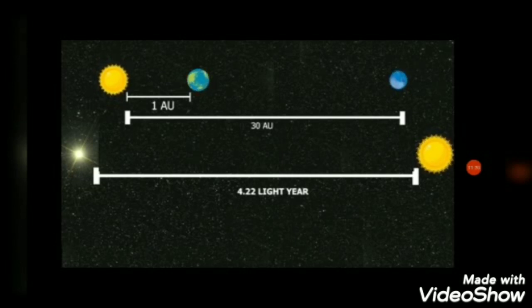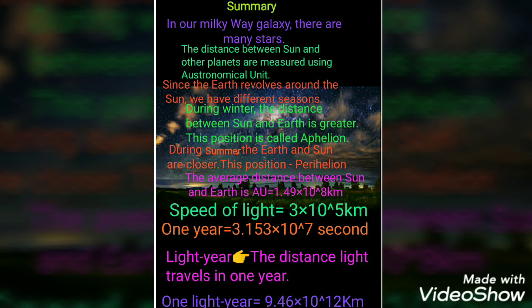Today's learning, the summary. In our Milky Way galaxy, there are many stars. The distance between the Sun and other planets is measured using the Astronomical Unit. Since the Earth revolves around the Sun, we have different seasons. During winter, the distance between the Sun and Earth is greater. This is called Aphelion. During summer, the Earth and the Sun are closer. This position is called perihelion.